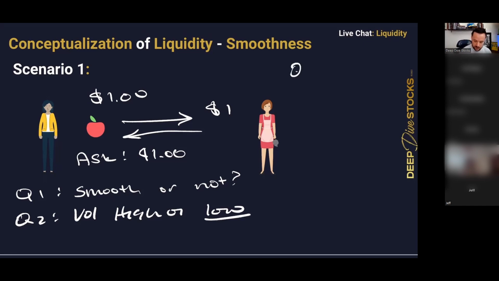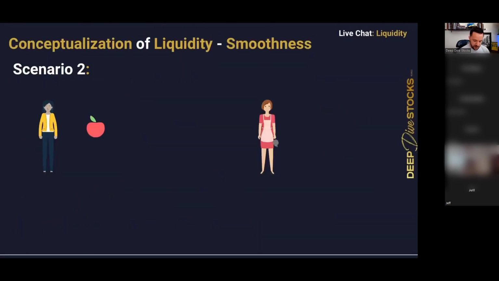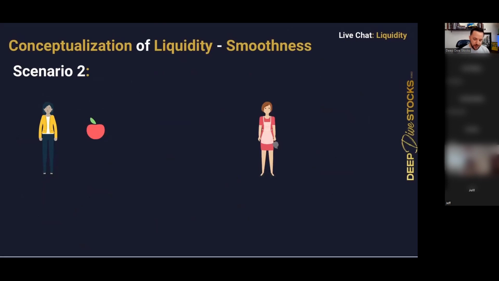The one question that I want to leave us with, that we're going to see later, is what would happen if 5 more Bettys showed up? Or what if 5 more Sallys showed up? This is a question to keep in the back of our minds as we progress. The idea is, can the smoothness be affected by how many players are in the field?